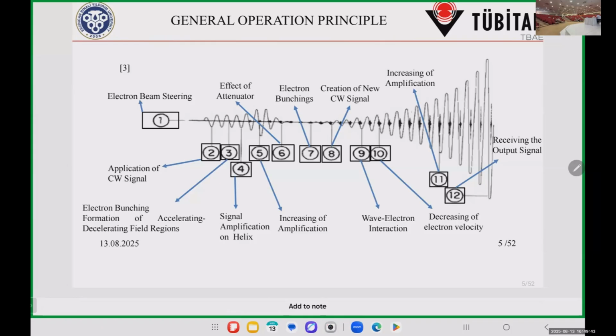After that, we can say amplification increases as the greater velocity of the electron beam pulls the electron bunches more nearly in phase with the electric field of the continuous wave signal.